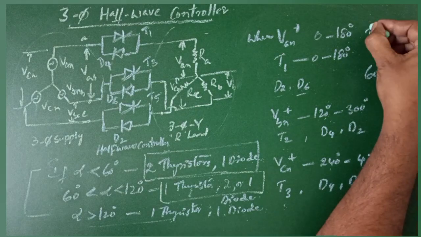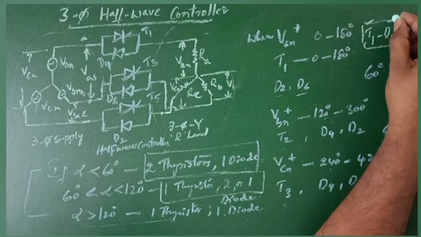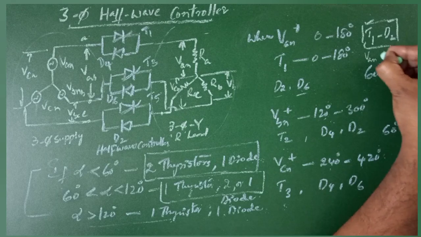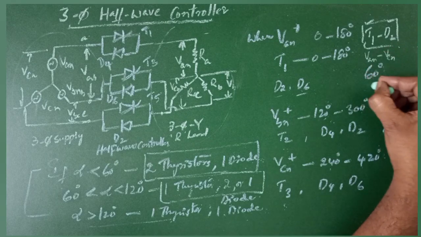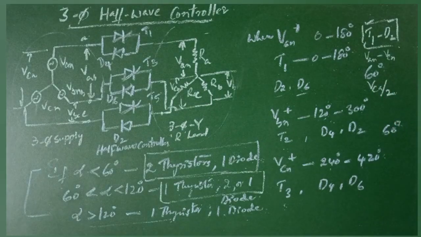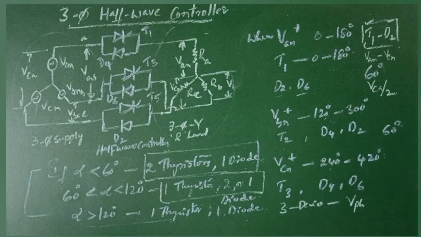For example, if T1 is conducting and D2 is conducting, one is a thyristor, the other a diode, then T1 belongs to VAN, D2 belongs to VCN, and the line to line voltage between VAN and VCN is VCA. Then the output voltage will be VCA by 2. When no thyristor conducts, the output voltage will be equal to 0. So if three devices operate, the output voltage equals the phase voltage. If two devices operate, it is half of the line voltage between the two devices. If no thyristor conducts, the output is 0.